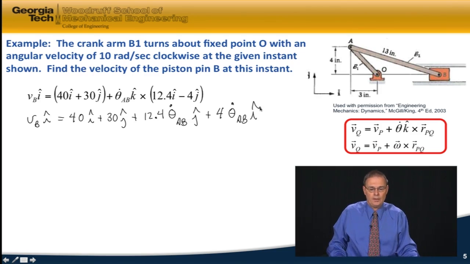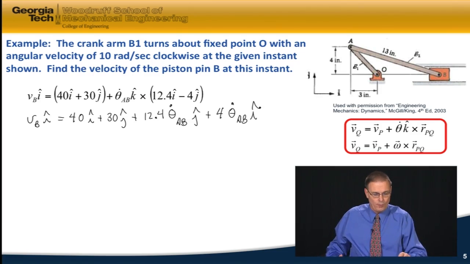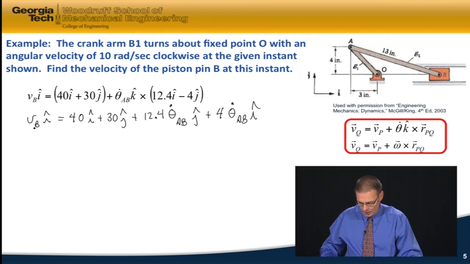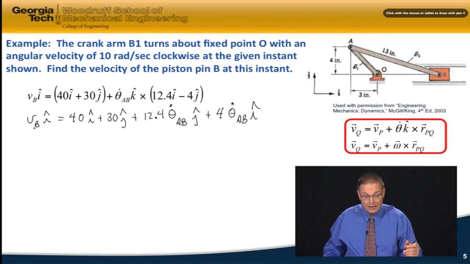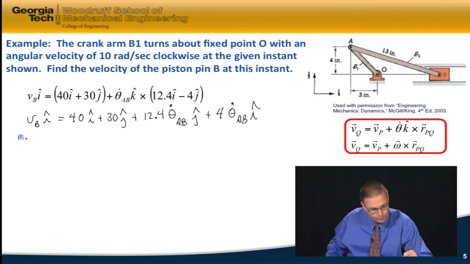And now I'd like you to think about, what do I do next? How can I finish up the problem? I know the direction of the velocity of B. I need to find the magnitude of it. And what you should arrive at is that you should match components like we have in past courses and past modules. So I'm going to match the J components to start on both sides of the equation.